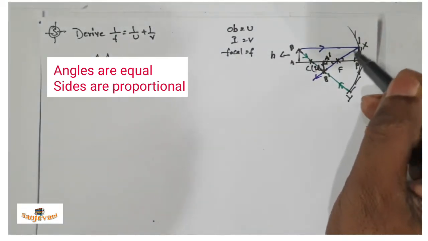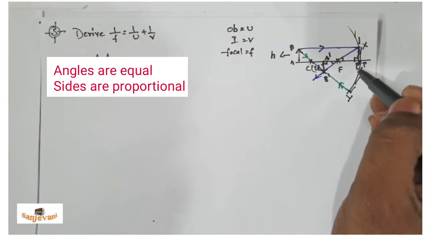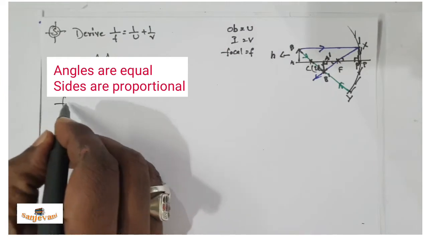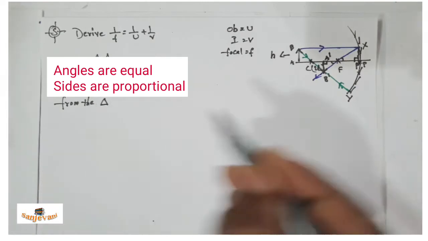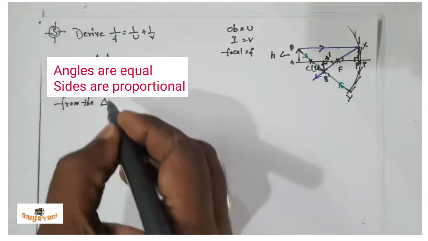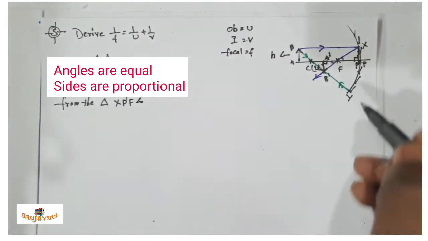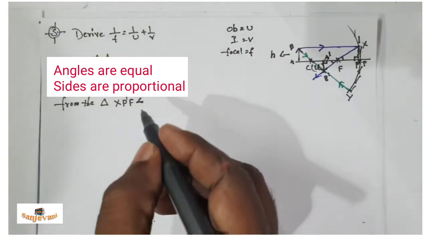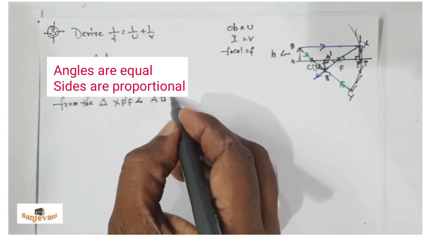Now we'll focus on these two triangles only. Whatever triangle we got here is X, P dash, F. Now I'm considering this line as P dash. Is it clear to X, P dash, F? From the triangles, what is the first triangle? X, P dash, F. And what is the other triangle here we have? A dash, B dash, F.